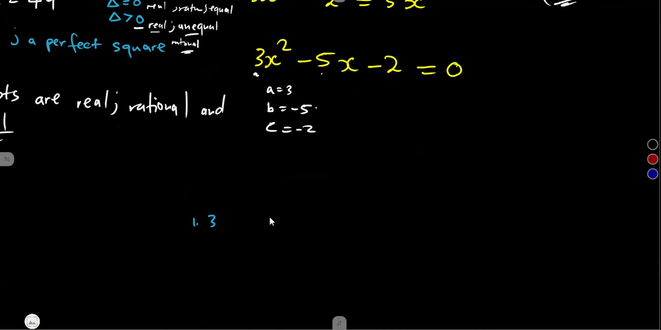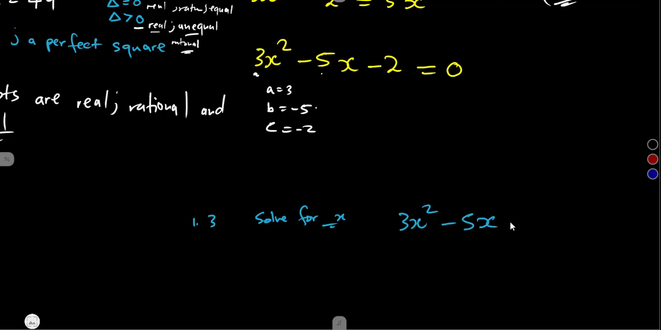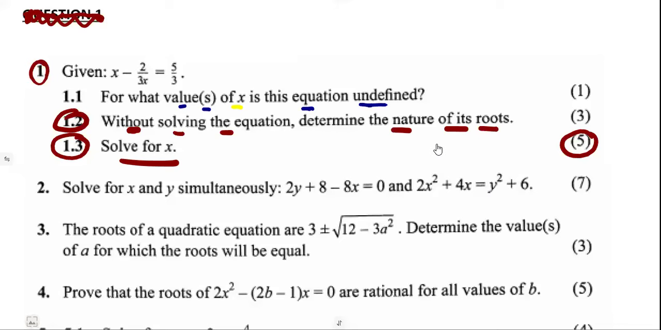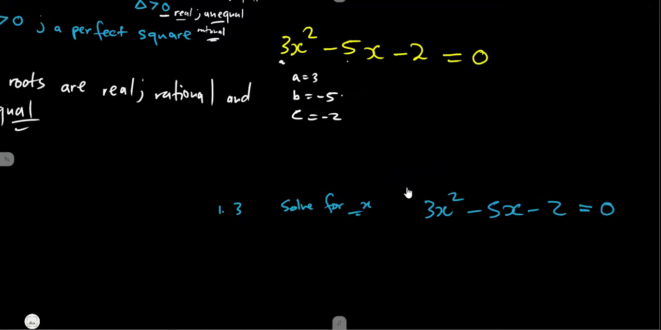So on 1.3, we now need to solve for x. So we are starting here on our equation: 3x squared minus 5x minus 2 is equal to 0. That's an equation, this one, not an inequality. Remember, we have our quadratic formula as long as we are given the equation. They did not even specify to 2 decimal places or what, but we can apply factorization because it was a perfect square.